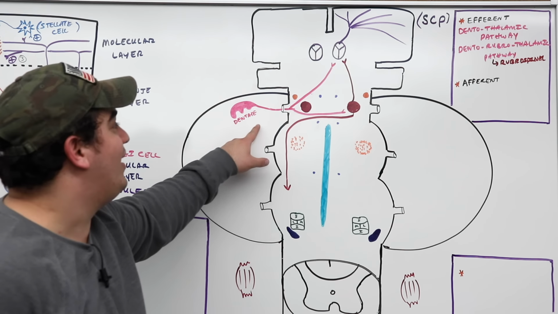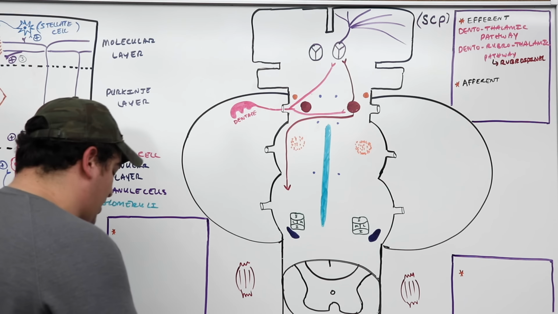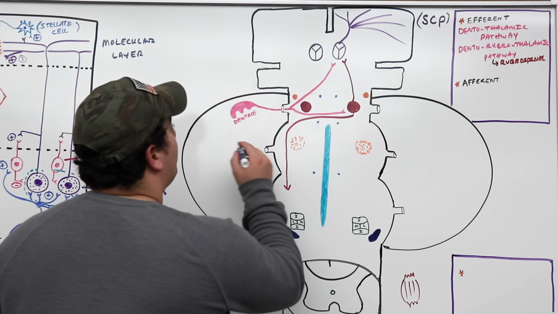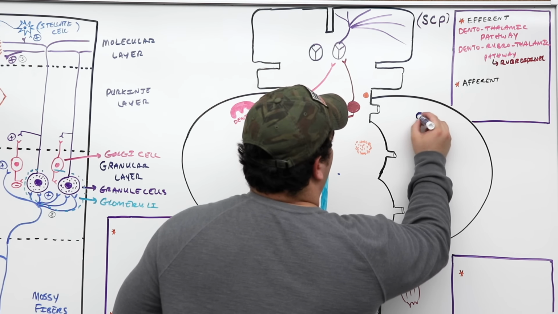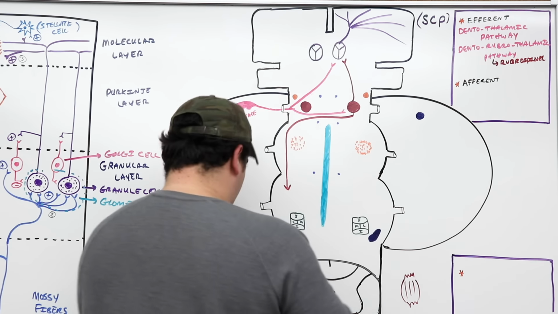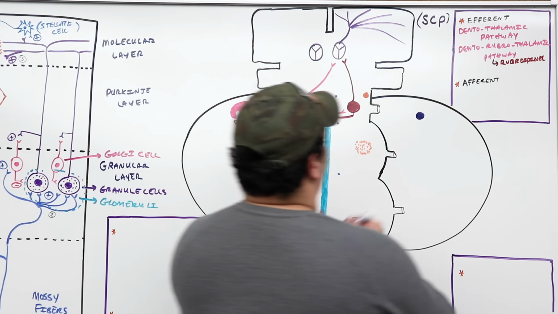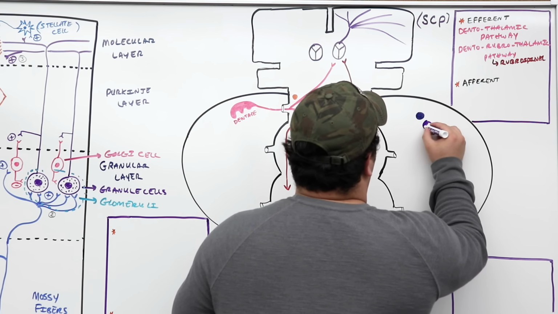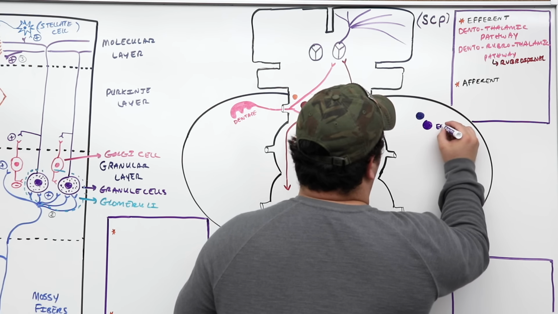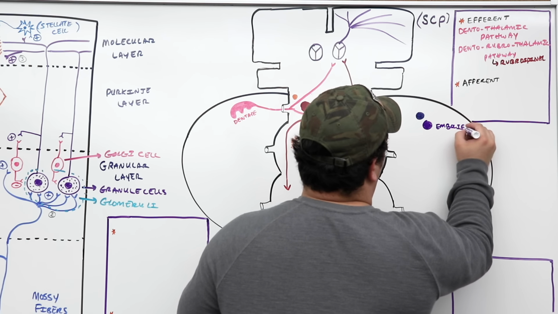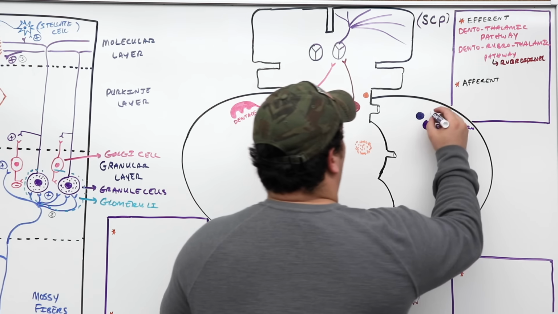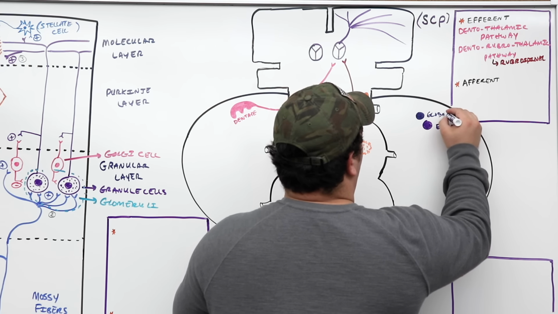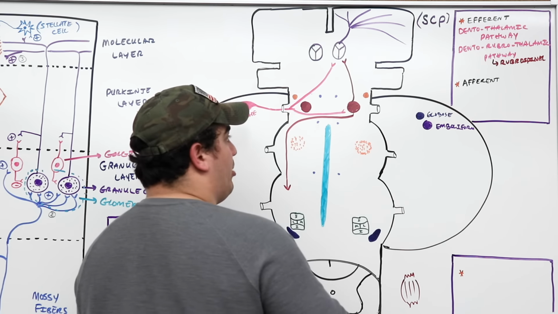This is also pretty cool. It can also receive information from the globose and emboliform. Let's do that over here now. So let's put here, we're going to have the globose and we'll have the emboliform. So we have emboliform, and then over here we'll have the globose. Again, collectively we call these the interposed nucleus.